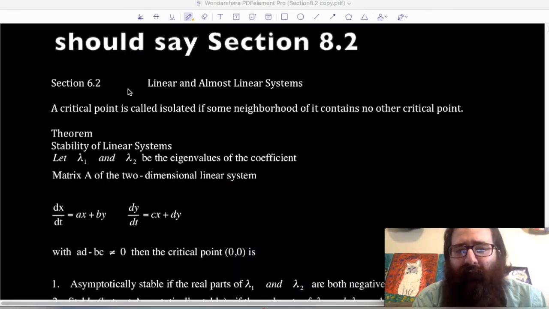We'll probably save most of the discussion for almost linear systems for the next section. So we have some theorems to take a look at. First, a critical point is called isolated if some neighborhood of that point contains no other critical point. So a critical point is isolated if some neighborhood of that critical point contains no other critical point.